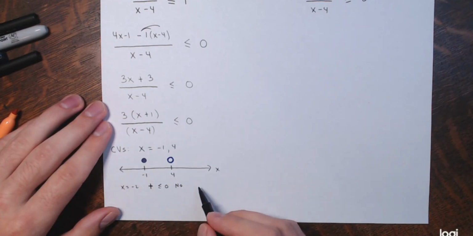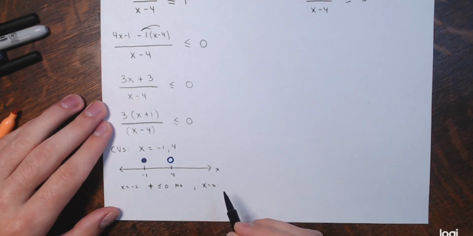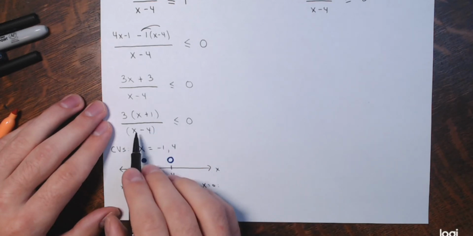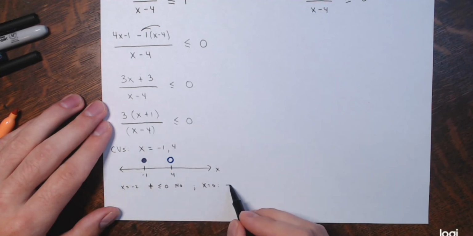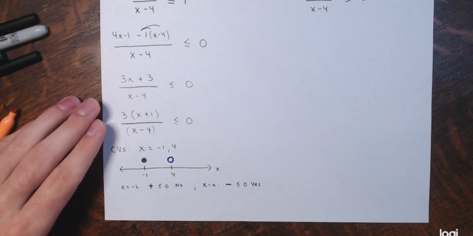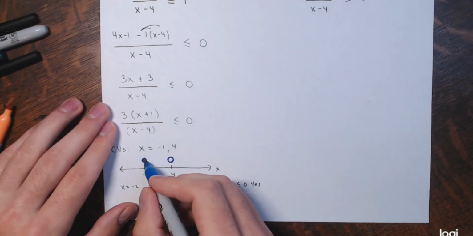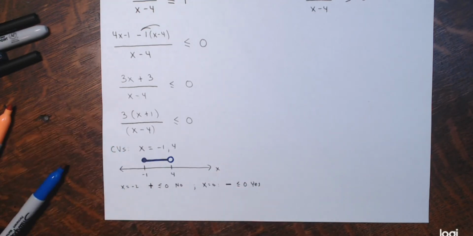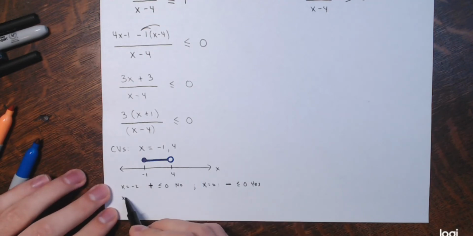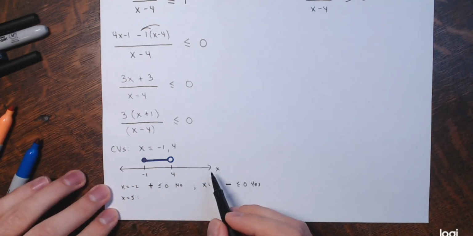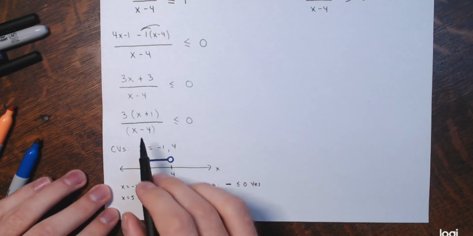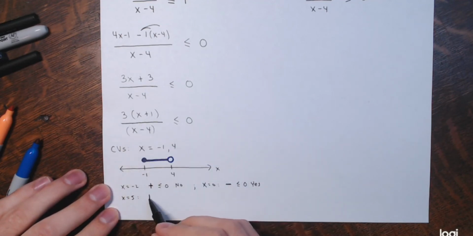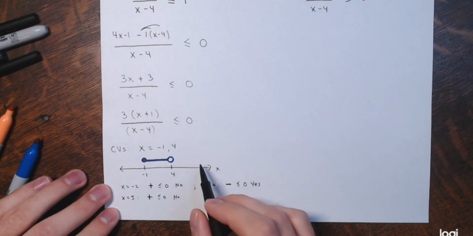Between -1 and +4, how about x equals 0? Positive numerator, negative denominator, so a negative number on the left. Is that less than or equal to 0? Yes. So we have solutions between -1 and 4, where 0 came from. And then how about x equals 5, for the values to the right of 4? You'd have a positive numerator, positive denominator, so a positive number on the left. Is that less than or equal to 0? Nope. So that's blank as well.